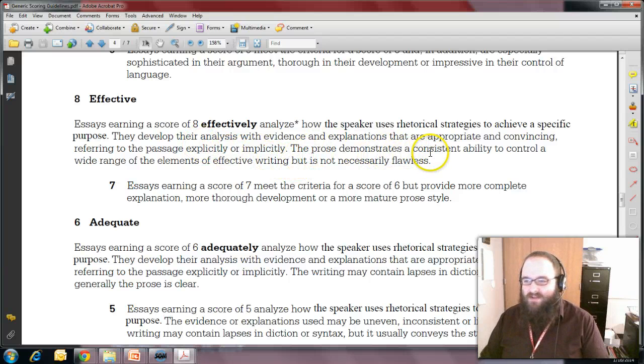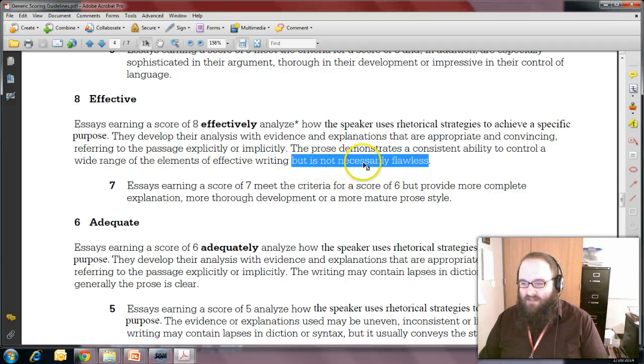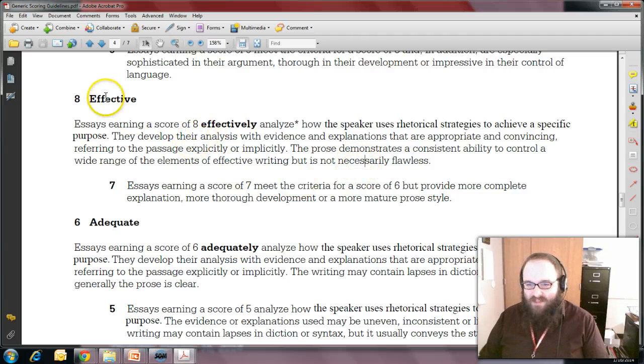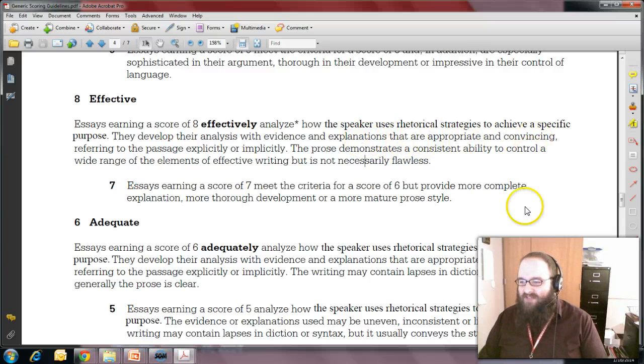The prose demonstrates a consistent ability to control a wide range of the elements of effective writing, but is not necessarily flawless. Remember what we read at the very beginning. We're not looking for perfect essays because you just sat down in the testing room to write this. So what separates an 8 from a 6, an effective from an adequate? They develop their analysis with evidence and explanations that are appropriate and convincing. We've moved from sufficient to convincing.